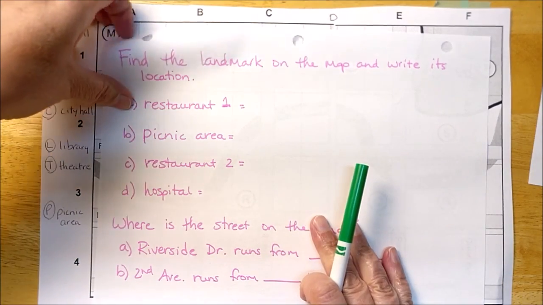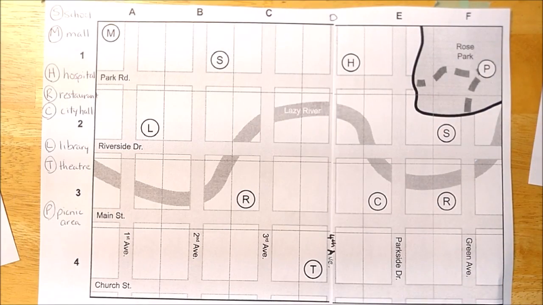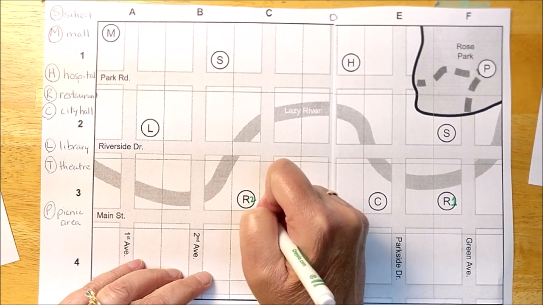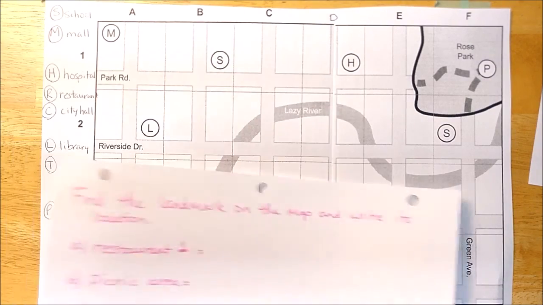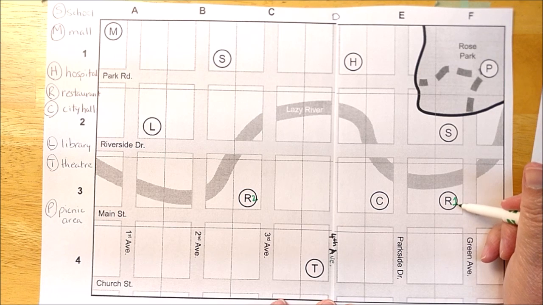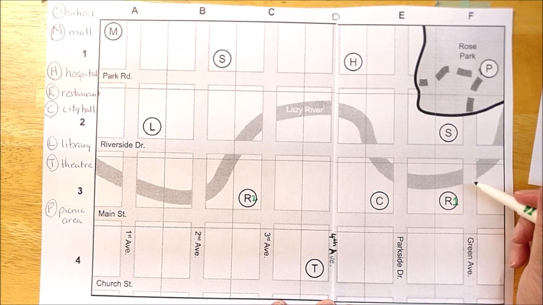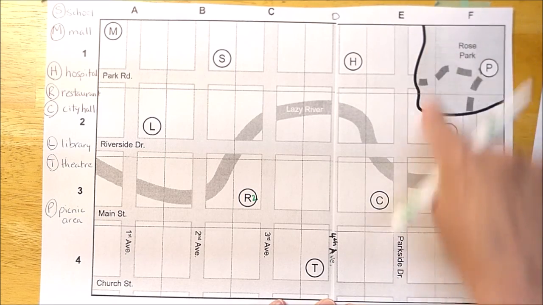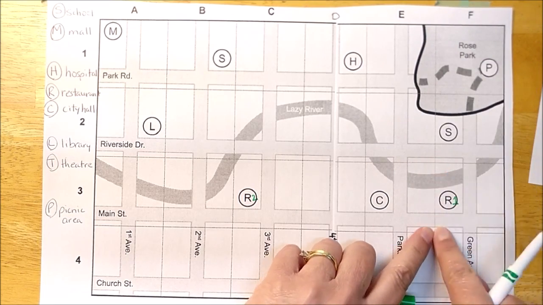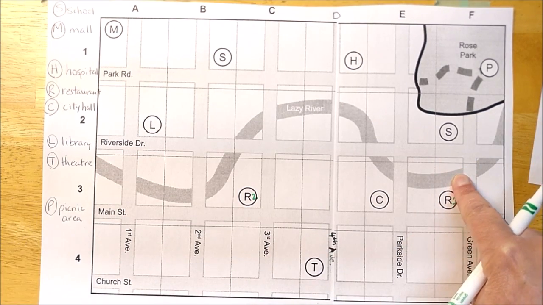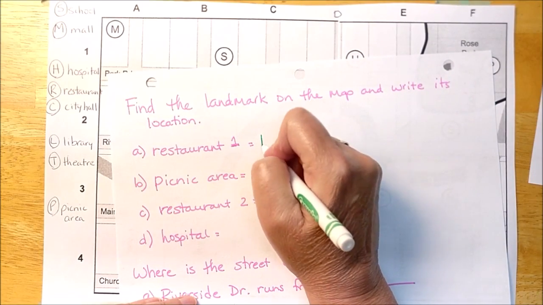So we have to find restaurant number 1, and let's call this one restaurant number 1, and we'll call this one restaurant number 2. It says, where is restaurant number 1? So this would be restaurant number 1. Where is restaurant 1? Well, it's over this far section. We can see that it's on this side of the line, so it's in F. It's actually in this square right here. So this would be F3. So the location of restaurant 1 is F3.